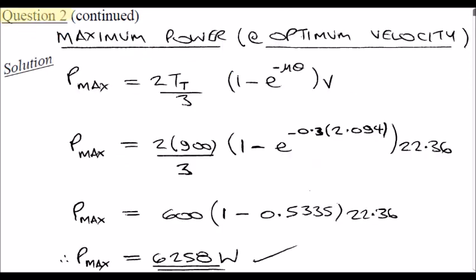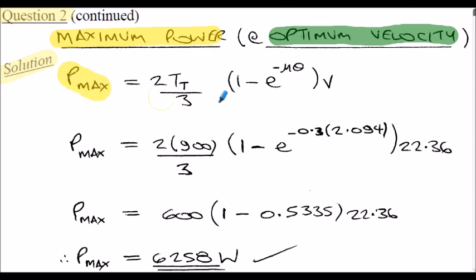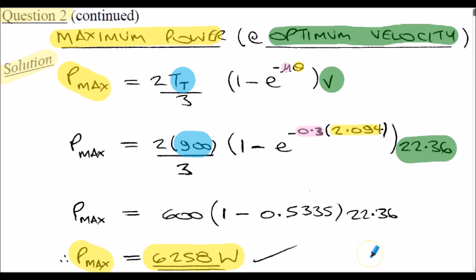So question 2, solution continued. Here's the calculation for maximum power occurring at the optimum velocity v. So from our formula sheet, Pmax is 2/3 of TT. We calculated TT already, it's 900 newtons. The value of mu was given in the question. It was 0.3. We calculated the value of theta ourselves in radians, it's 2.094 radians. And the optimum linear belt speed v was 22.36 meters per second. So evaluating the maximum possible power that can be transmitted, approximately 6.3 kilowatts.